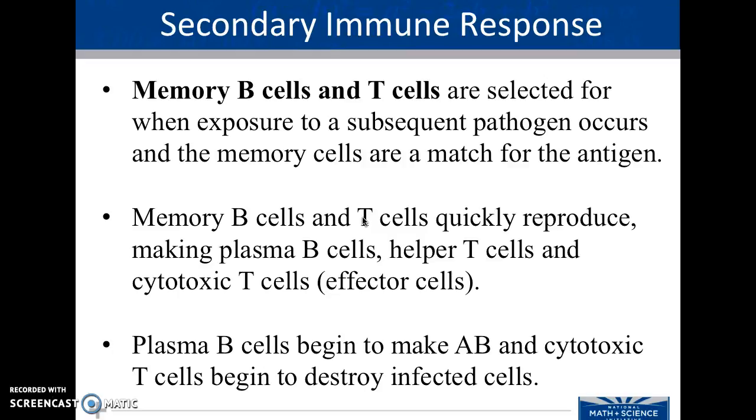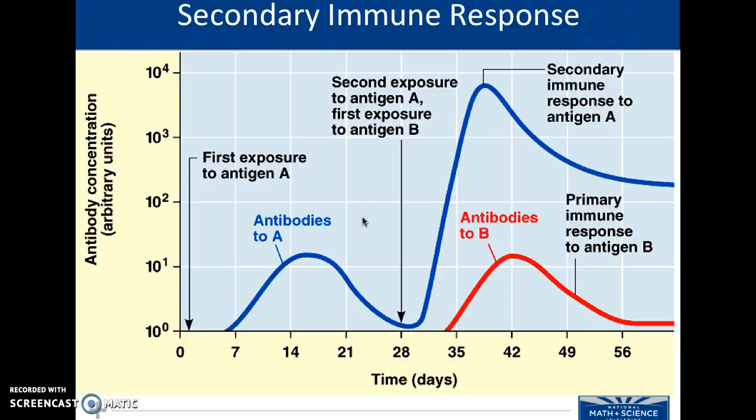And so the life cycle of a memory cell is actually very long because they need to stick around for a very long time, whereas our normal B and T cells die off after the response is no longer needed. Plasma B cells begin to make antibodies, and cytotoxic T cells begin to destroy infected cells. So again, once my memory cells make the respective T cells and B cells, they will start a response immediately. It is why when we are exposed to a pathogen the second time around, it is very rare that we get sick. This is a really good image of that. Feel free to pause and summarize this in your notes.